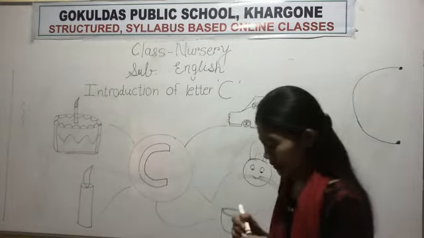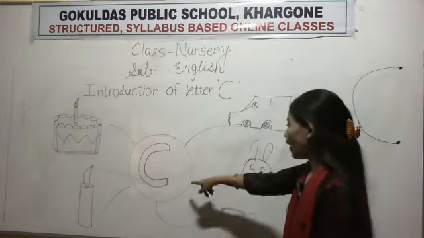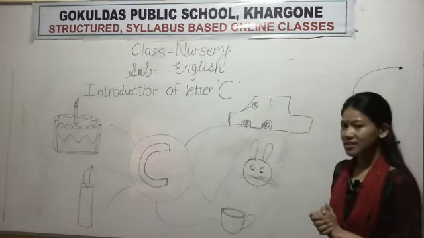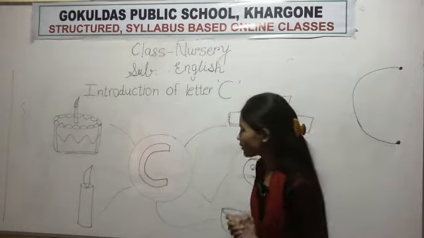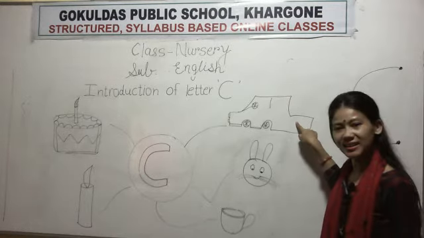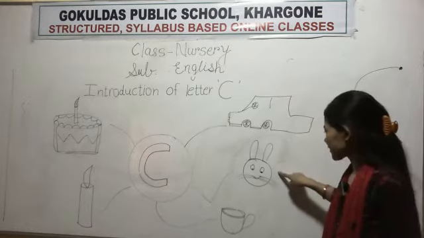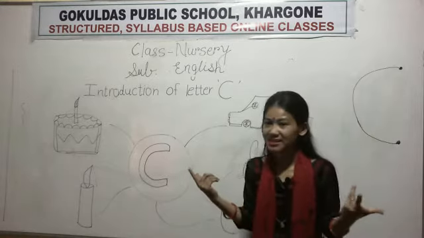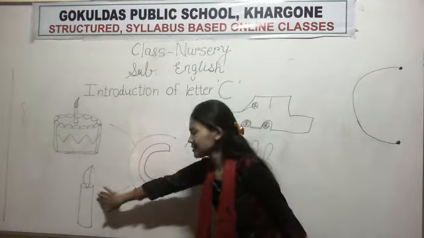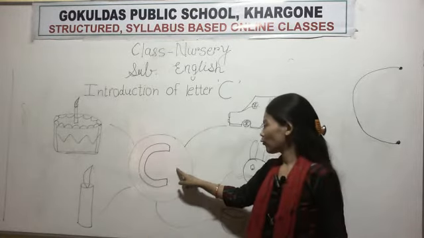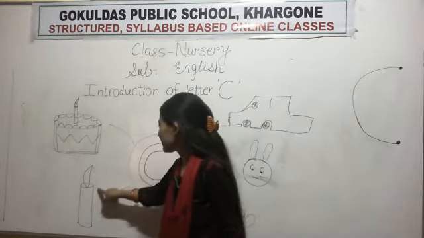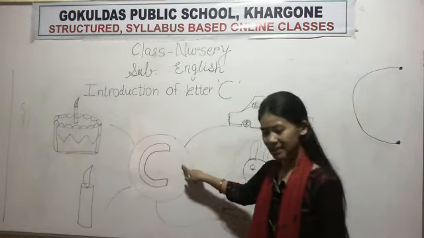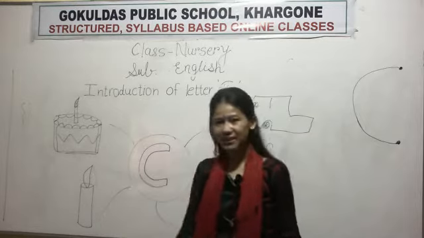Okay, now see. Now C for candle. Where is the candle? We have to identify the picture also. Is this candle? No. Is this candle? No. Then where is the candle? This one, this is candle. C for candle. Okay?